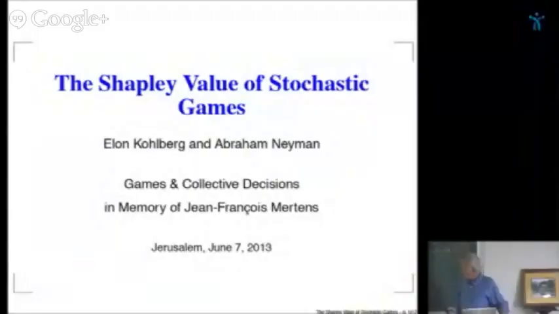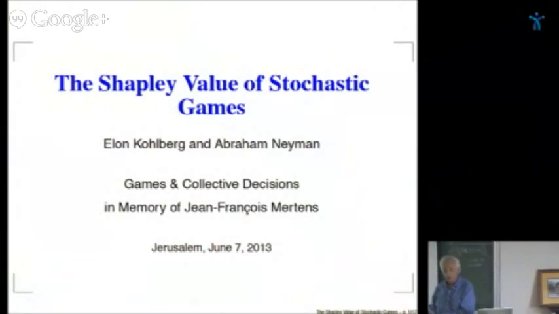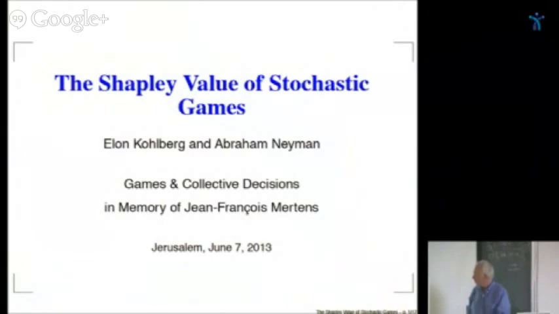This paper tries to connect two topics that have been discussed already several times, stochastic games and the Shapley value. I think the most difficult thing for me in this presentation is not to get confused between two notions that are both called the value. One is the Shapley value, the other is the min-max value. Both of them play a role here. I'll probably slip up, so I'm going to say this in advance.